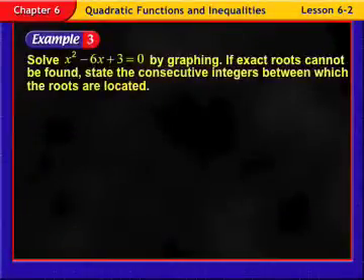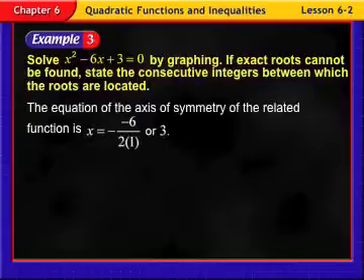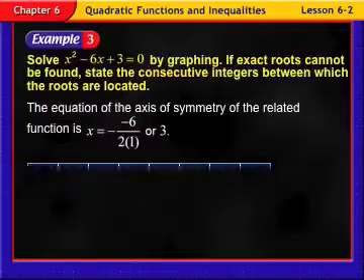All right, here we're going to solve x squared minus 6x plus 3 equals 0 by graphing. If we can't find exact roots, either through our table or through the graph, we need to state which consecutive integers our values will be between. So again, just as before, we'll find that axis of symmetry. In this case, it's 3.